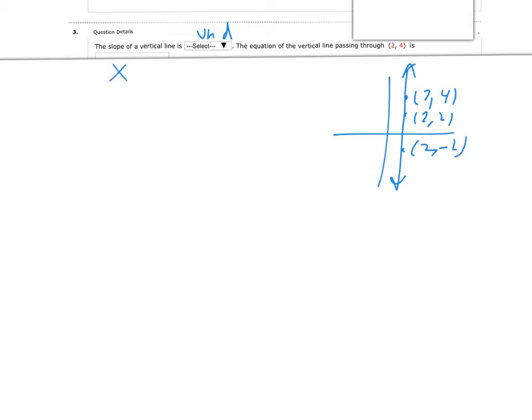All right, next up here we have a vertical line, and a vertical line is always undefined slope. And then passing through 2, 4, once again, you can visualize this vertical line going there. And you can think about the points 2, 4, whatever, 2, 2, 2, negative 2. You'll notice that now y keeps changing, but x is always 2. So we say x equals 2 for that.